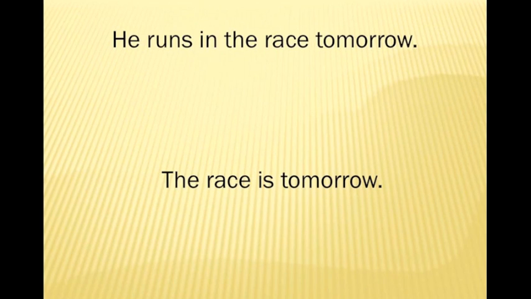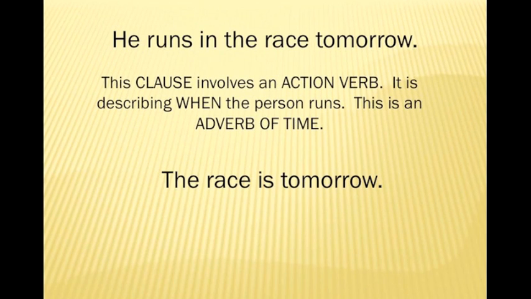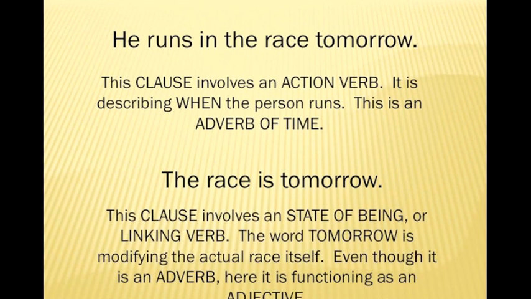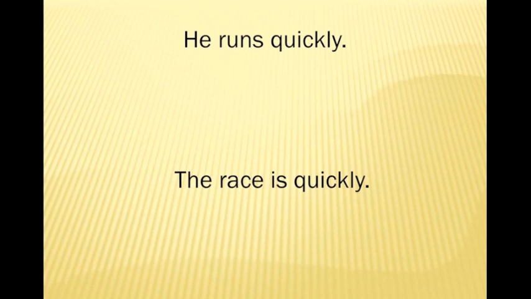In the first example, you'll notice that we have an action verb, and the word "tomorrow" is describing when the person runs. So in this case, this is an adverb of time. In our second example, though, we have a state of being verb. Now, since the race itself can't run itself, we're using the word "tomorrow" to actually describe the race. So in this case, the word "tomorrow" is modifying the actual race. So even though it's generally an adverb, here it's functioning as an adjective. And this does happen using state of being verbs.